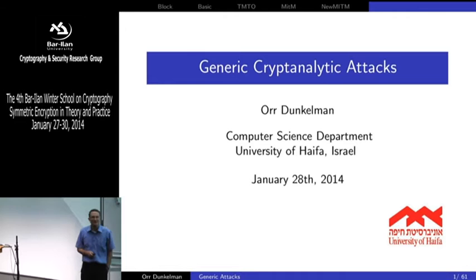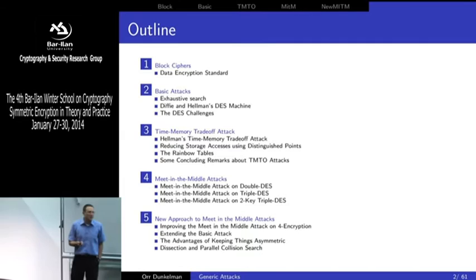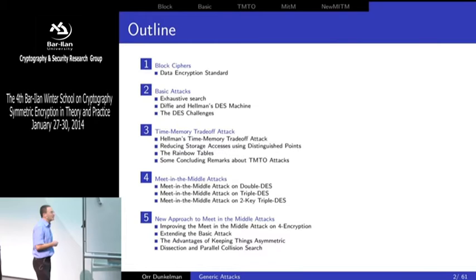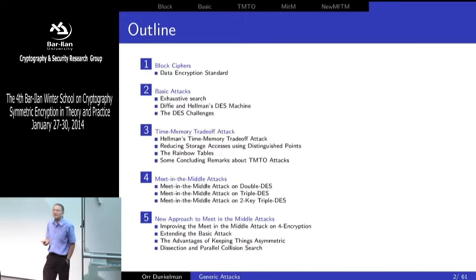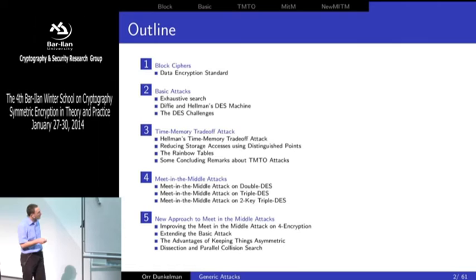So I'm going to start by describing to you a real block cipher, the first publicly available block cipher, the Data Encryption Standard. Then I'm going to discuss a bit the practical aspects of exhaustive key search, the basic cryptanalytic attack against block ciphers. We'll discuss time-memory trade-off attacks. We'll see later it's a wonderful and amazing concept. We'll continue to discuss meet-in-the-middle attacks and several new results.